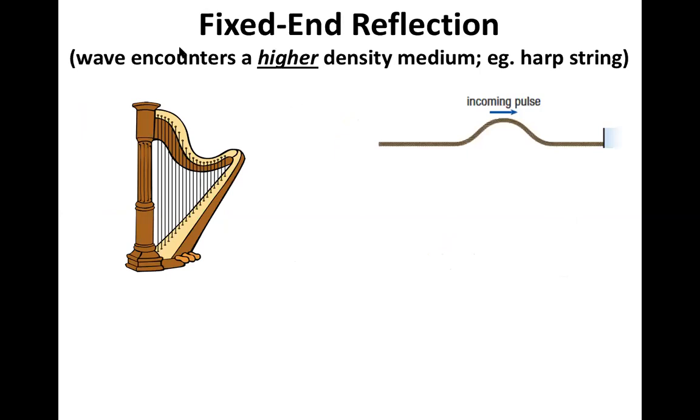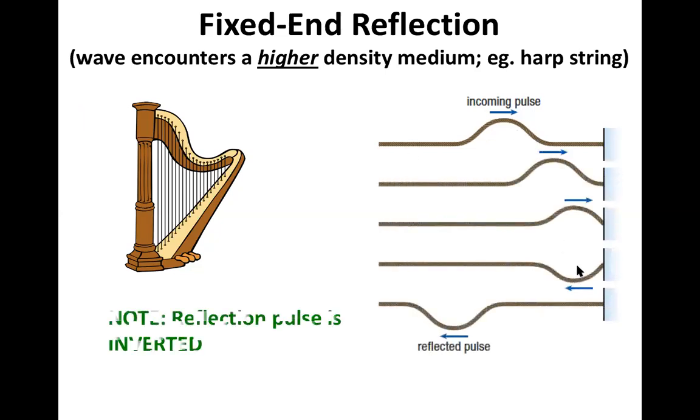On the other hand, when a wave encounters a higher density medium, so this is like a string that is tied on both sides, like as in a harp, when that crest reaches that boundary, it actually inverts. Reflection is inverted.